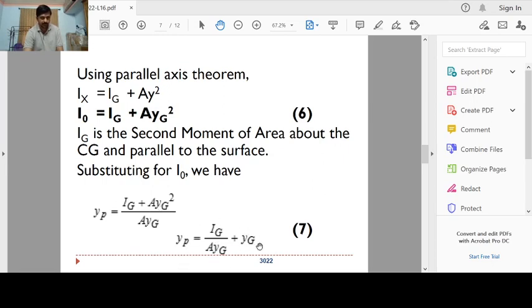So obviously Yp will be below Yg. Yg plus Ig divided by A yg is the Yp. That is, the position of center of pressure is below the center of gravity. Clear? This is the second case of the plane surface, the vertical plane surface.